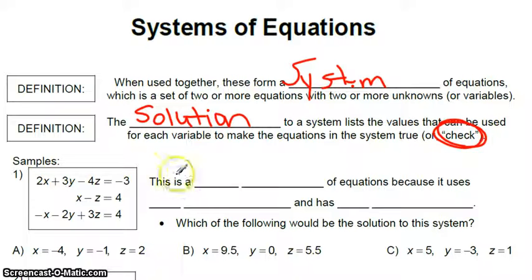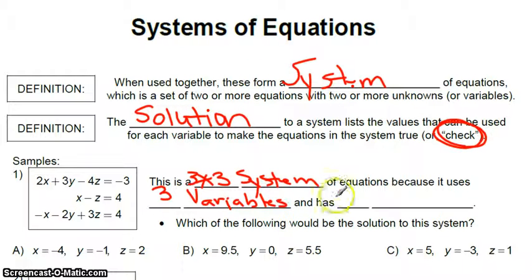In this first sample, this is a 3 by 3 system of equations because it uses 3 variables and has 3 equations. It says, which of the following would be the solution to the system? So I have an A choice, a B choice, and a C. And notice I have an X, Y, and a Z.